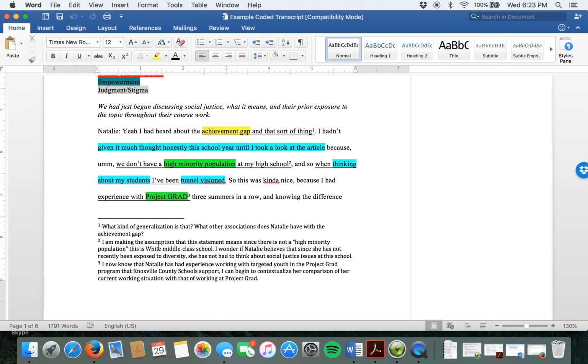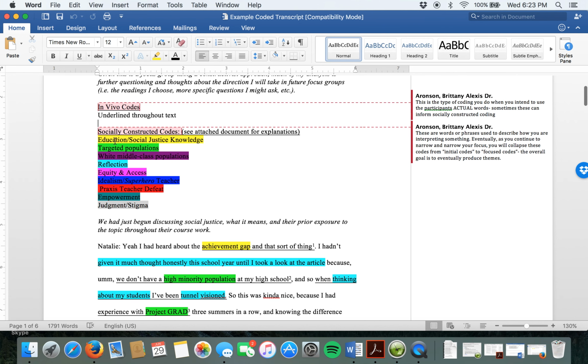So as I'm working through this and thinking about codes, you might go through and do those memos first, or whatever stands out to you. So I also coded the phrase achievement gap up here as education, social justice, knowledge. So there was something about what we were talking about in these focus groups that stood out to me in terms of Natalie thinking about the achievement gap.